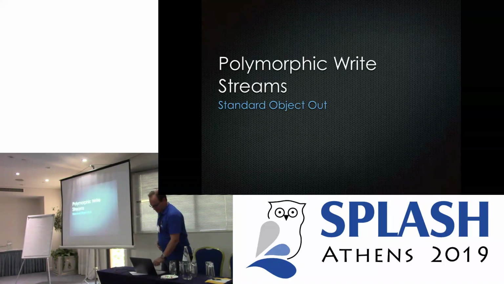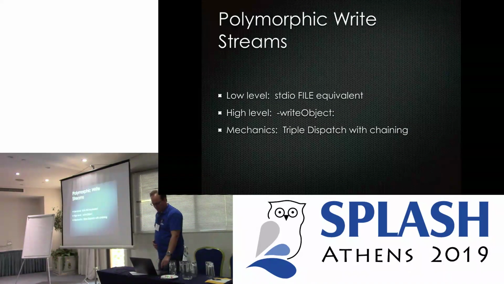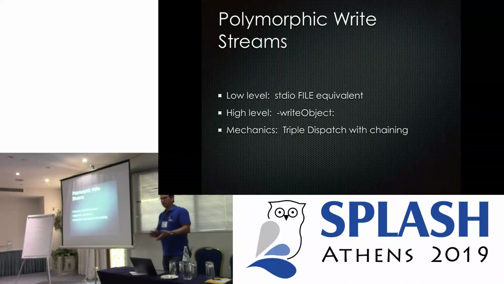So how do we solve this? Well, obviously with polymorphic write streams, otherwise I wouldn't be here. And a polymorphic write stream is an object of a class that has three components. First is the very low-level component, which is essentially the equivalent of the Unix standard IO: write some bytes to the output. And then there's a high-level interface, which is very simple: please just output this object. And then there's the mechanism in between, and that basically is triple dispatch with chaining. And I'm going to explain what I mean with that.